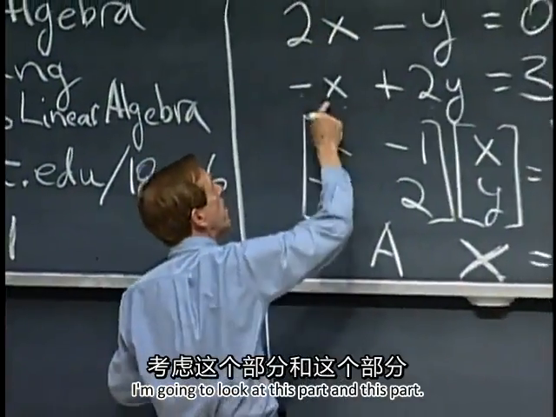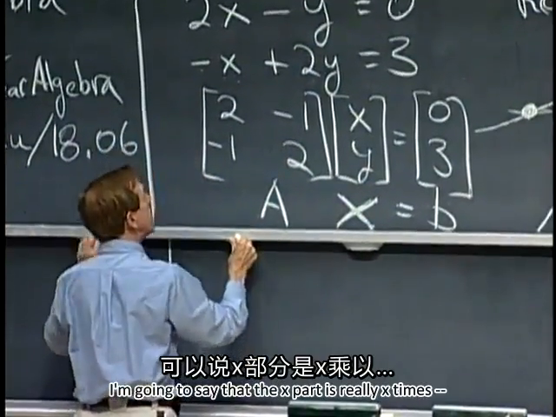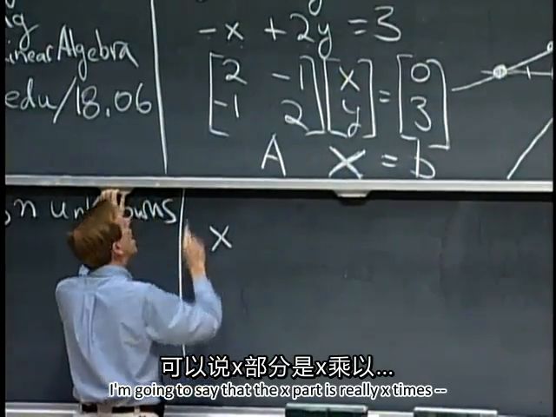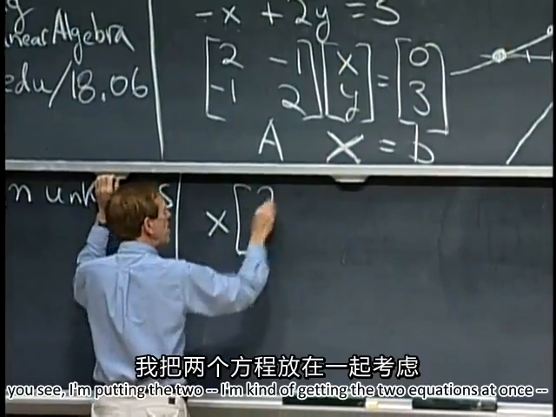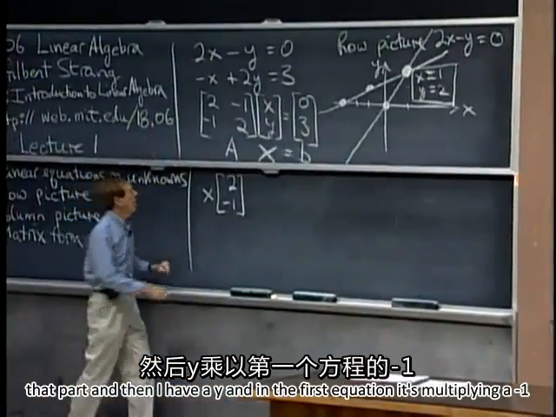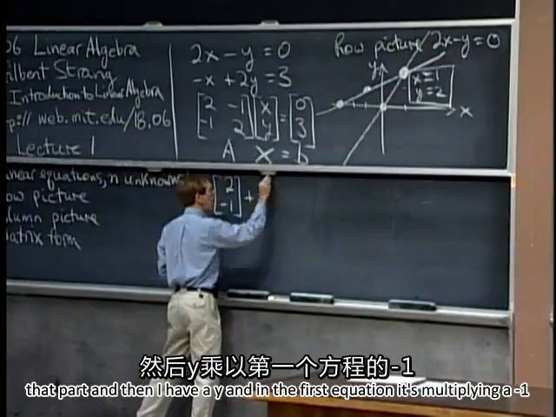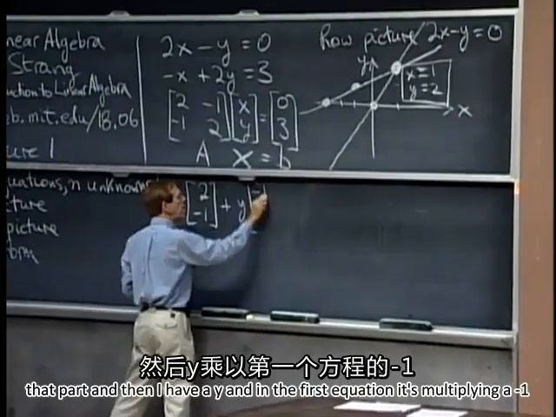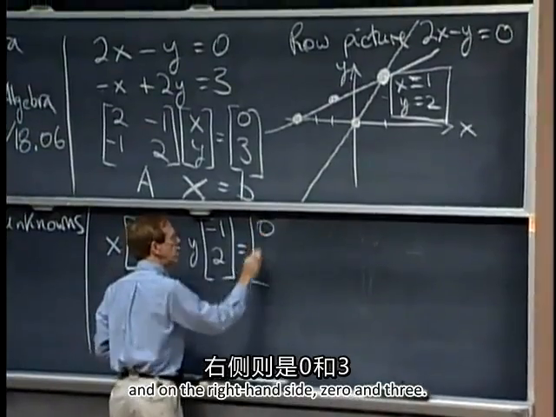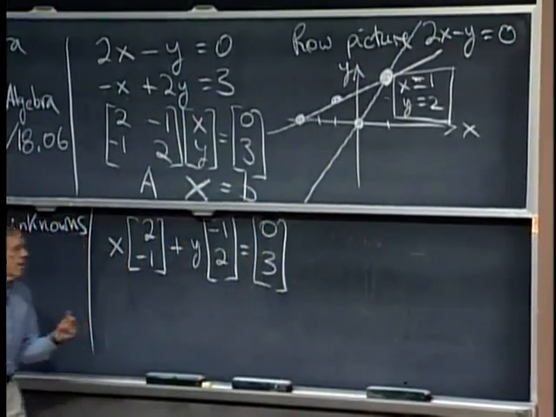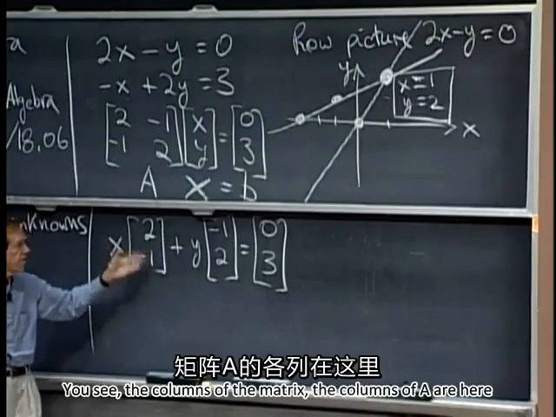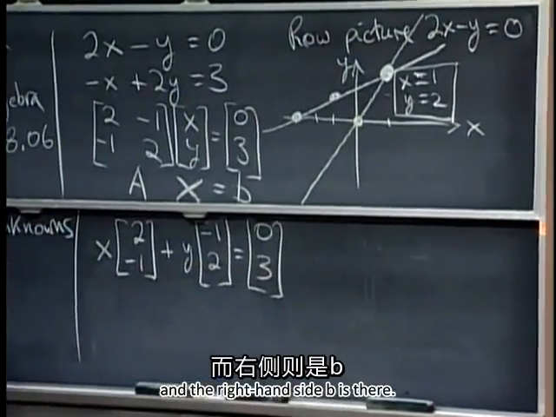I'm going to look at this part and this part. I'm going to say that the x part is really x times, you see I'm putting the two, I'm kind of getting the 2 equations at once. That part, and then I have a y, and in the first equation it's multiplying a minus 1, and in the second equation a 2. And on the right-hand side, 0 and 3. You see the columns of the matrix? The columns of A are here, and the right-hand side B is there.